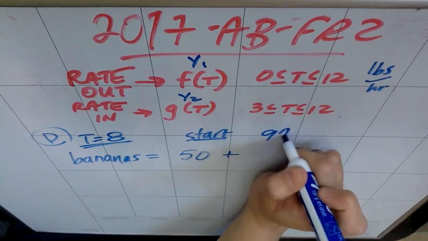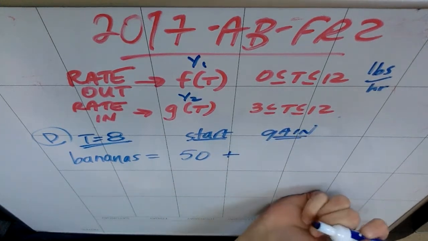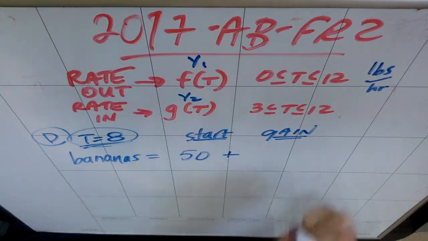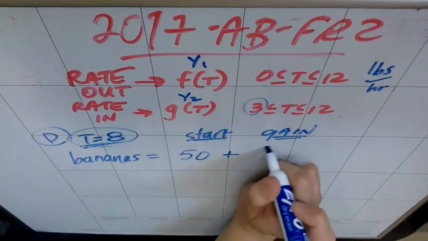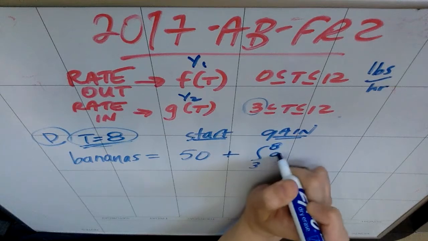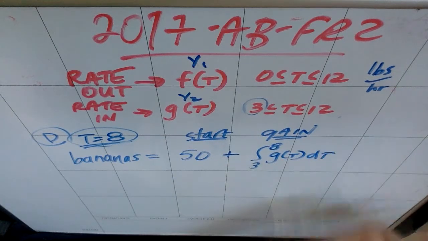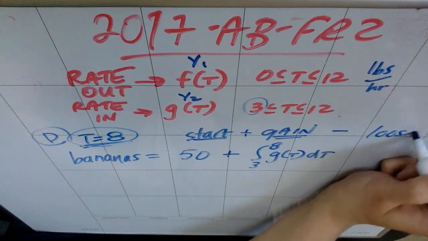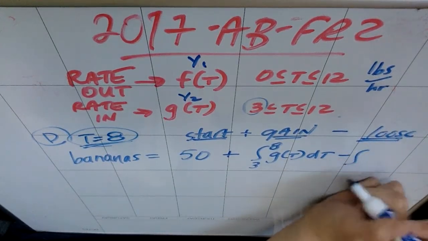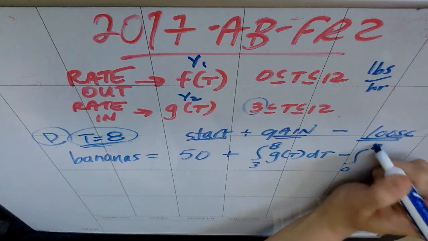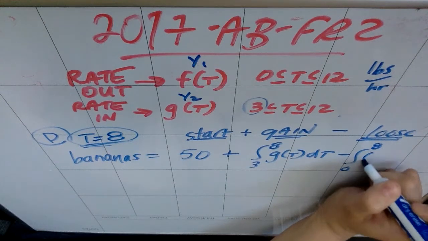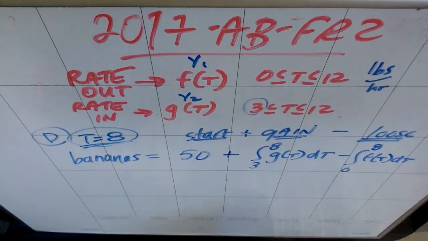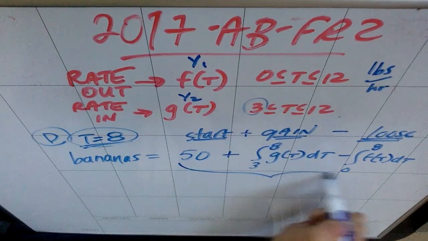Plus the amount of bananas I gain. Well, the number of bananas I gain by t equals 8, I'm going to gain the ones starting at 3 when they start stocking up until 8 of g of t, right? That's how many bananas I'm going to gain, minus the bananas that I lose, right? And the bananas I lose are the integral from 0 to 8, because people started taking the bananas right when the store opened, of f of t dt. So essentially, this is what I need to find my number of bananas.